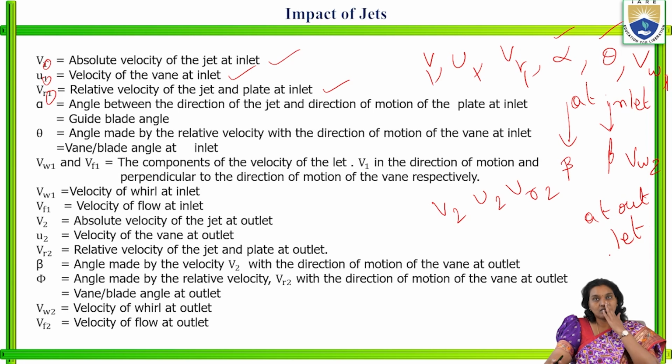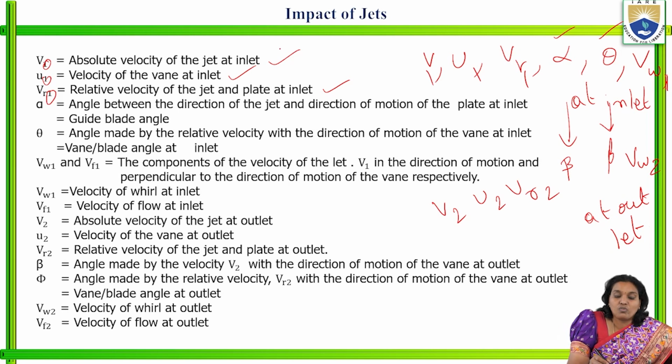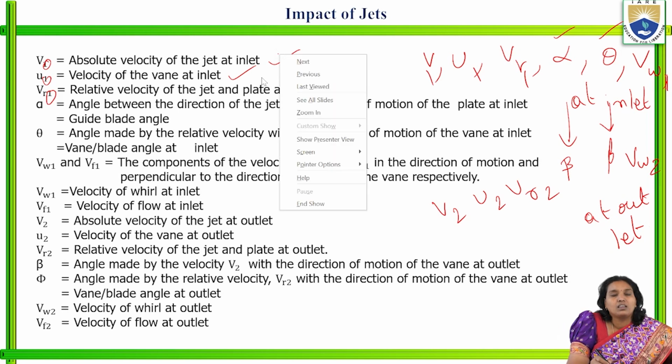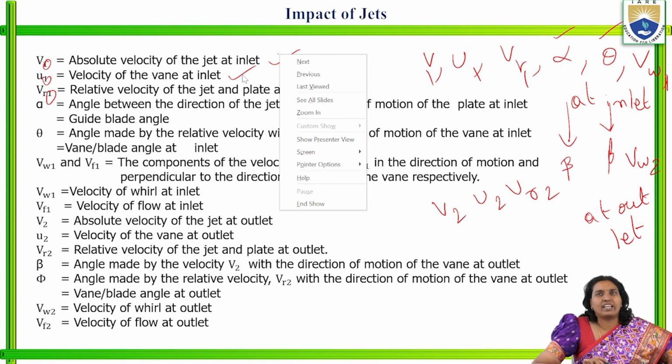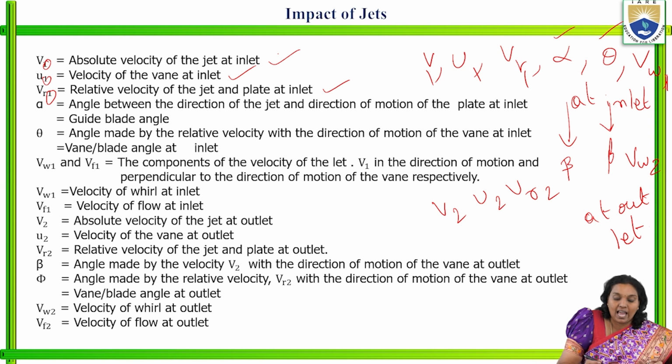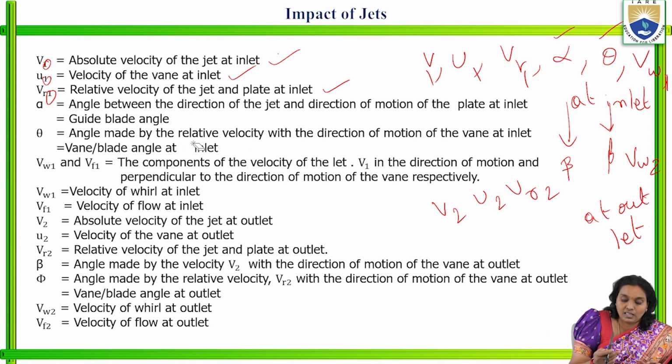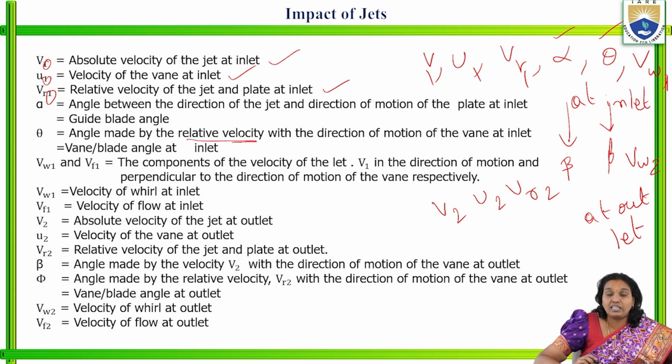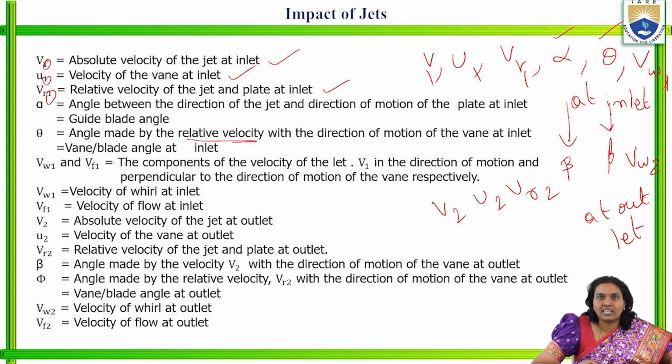These are the components which we are going to understand. V1 is the absolute velocity, U1 is the velocity of the vane, VR1 is the relative velocity. Alpha is the angle made by the jet with the direction of motion of the plate at inlet, also known as the guide blade angle. Theta is the angle made by the relative velocity with the direction of the motion of the vane at the inlet.